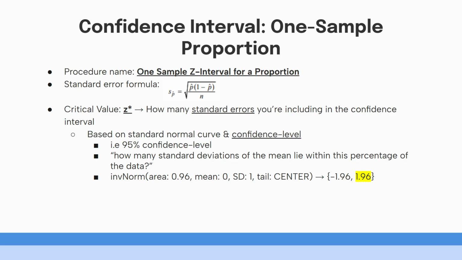So when you do inverse norm and you use center for the tail, you'll get a negative and positive value. For your critical value, you use the positive value. Does that make sense? For the people who can actually use it on their TI-84, if you have one. But did that make sense?